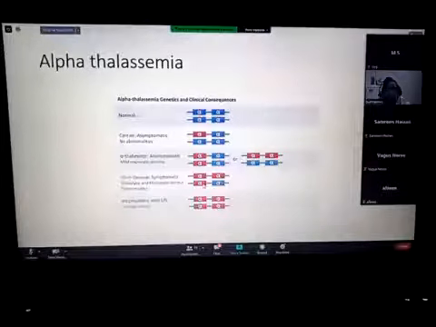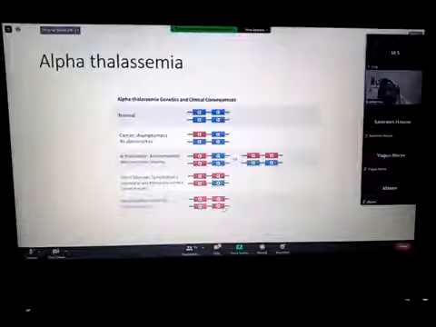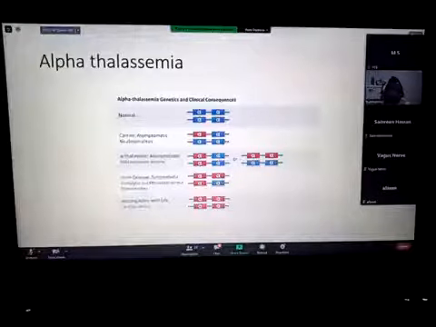And then hemoglobin H disease, where 3 hemoglobin alpha genes are missing. This is the one, hemoglobin H disease, which presents just like thalassemia major. They are severely anemic. And if there are 4 alpha gene deletions, it will not be compatible with life, because you know that every hemoglobin requires alpha gene.